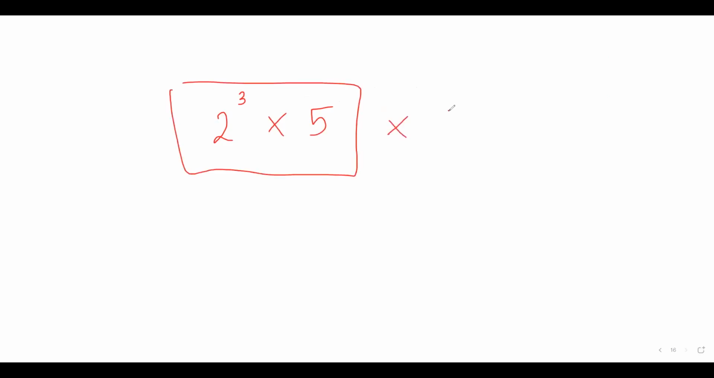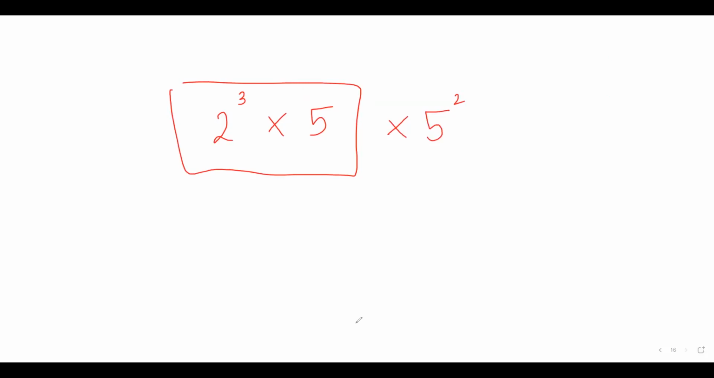Then what about this? 2 to the power 3 multiplied by 5. Is this a cube number? Then this has to be multiplied by? Did you understand? Sure?